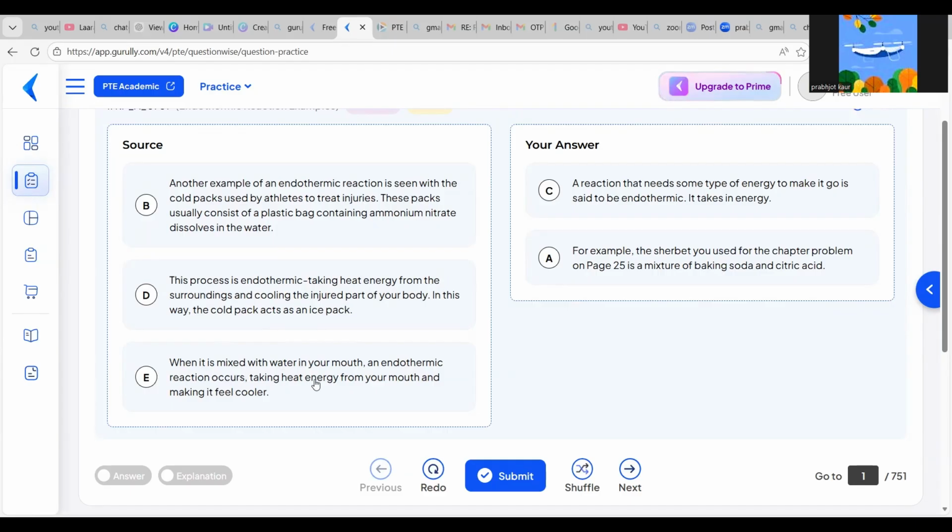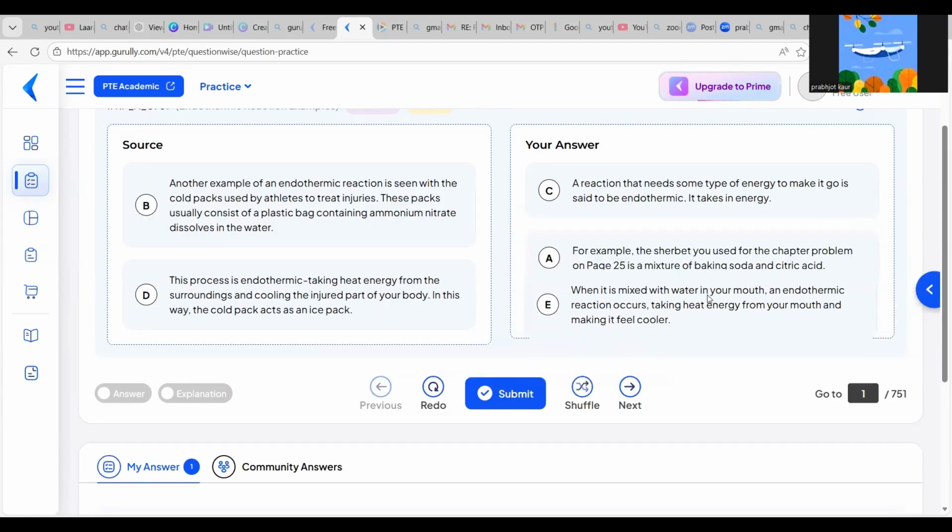I think this one. It refers to the sherbet from sentence A, and so E must come after A. "Why does sherbet feel cold?" So here is the explanation, and it connects back to the endothermic reaction.